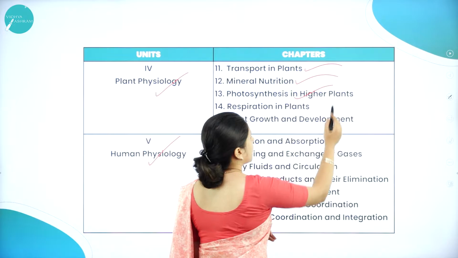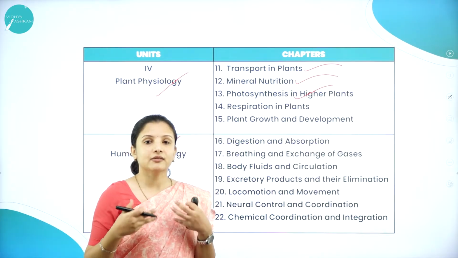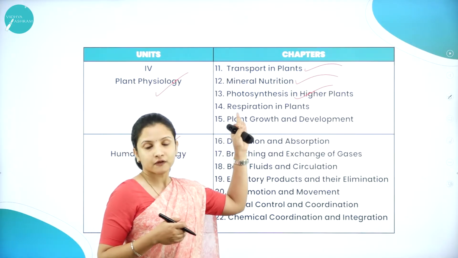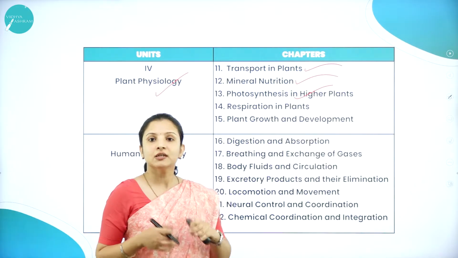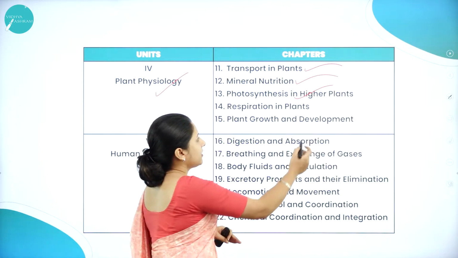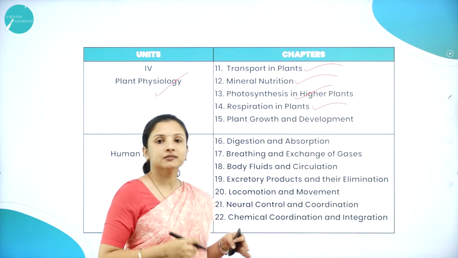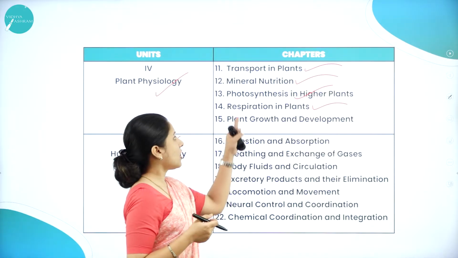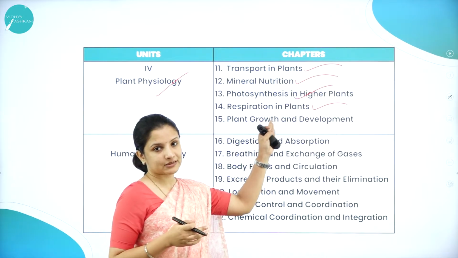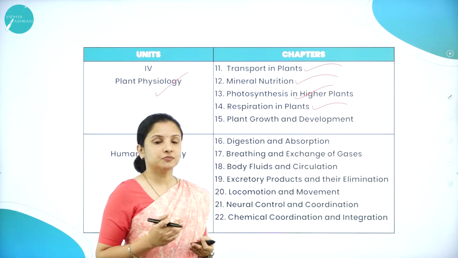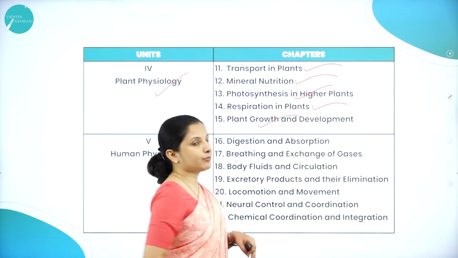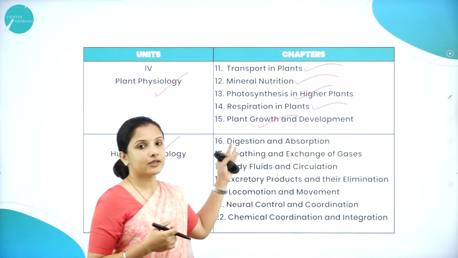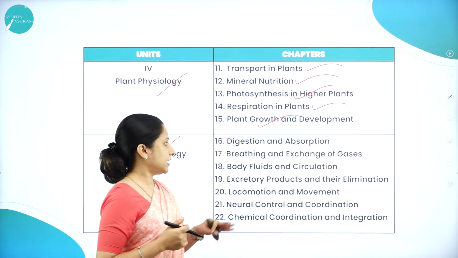Then, where will they get the energy to survive? Where will the plants get their food from? It is because of photosynthesis. About photosynthesis, you will study in the 13th chapter. Then, you know that like animals, plants also respire. How this process takes place in the plants, you shall study in the 14th chapter, that is respiration in plants. Next, after that, you will study about plant growth and development. How a plant grows and all that you will study under chapter 15.